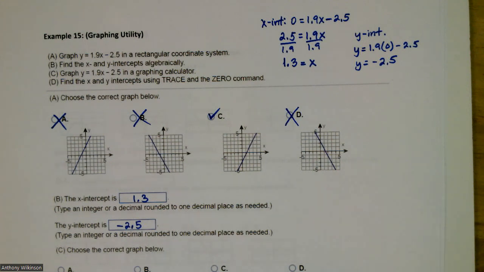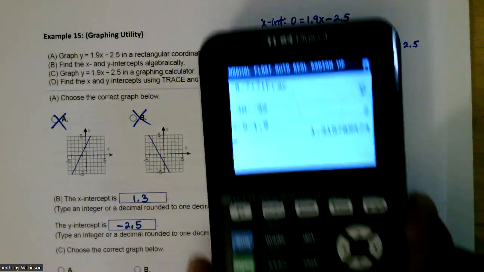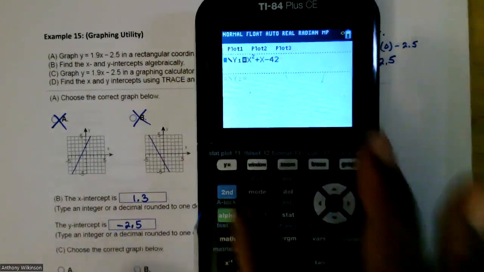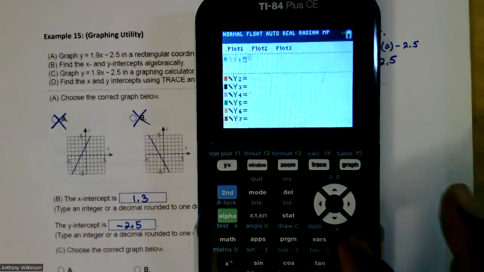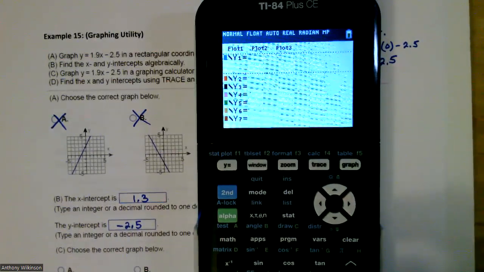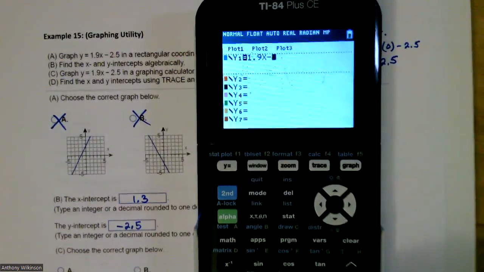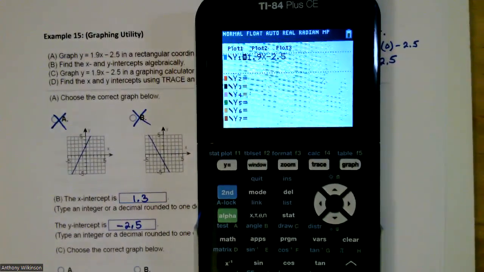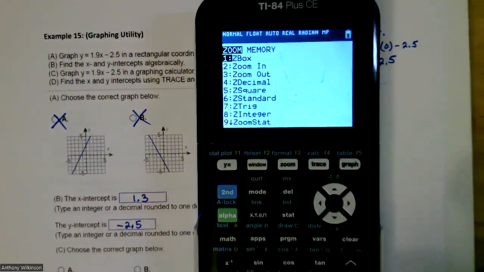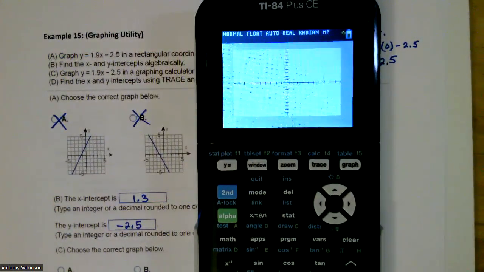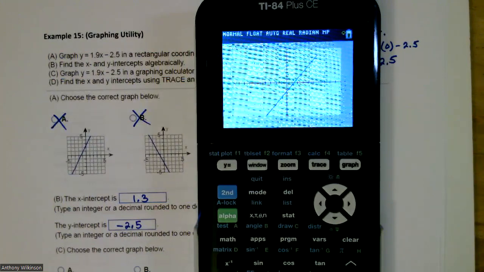Part C is to graph y is equal to 1.9x minus 2.5 in the graphing calculator. So if I go to y equal, let's clear this equation out and type in 1.9, get the x, and then minus 2.5. I'm going to do zoom 6. We should know that it is going to be a straight line.